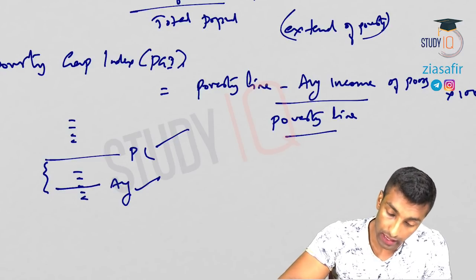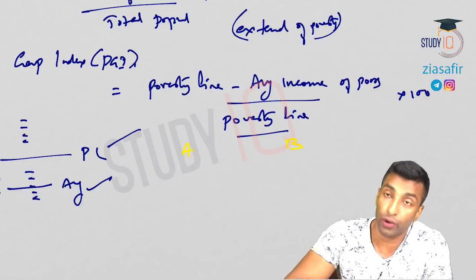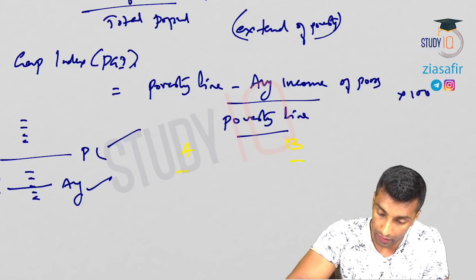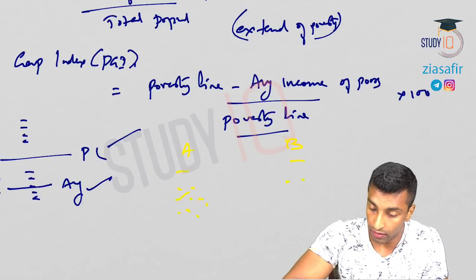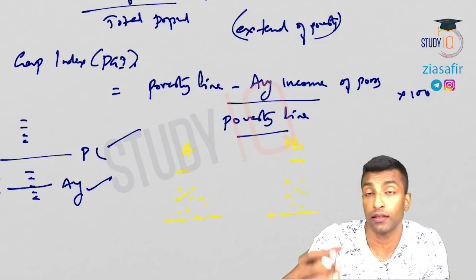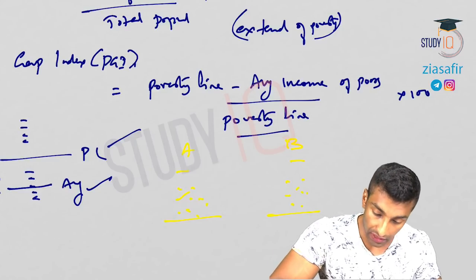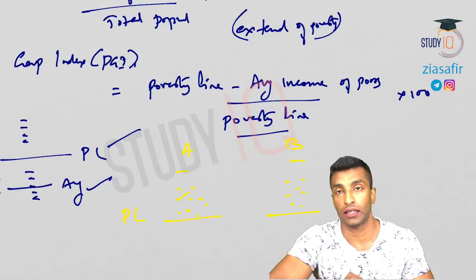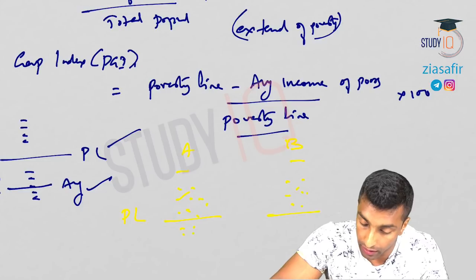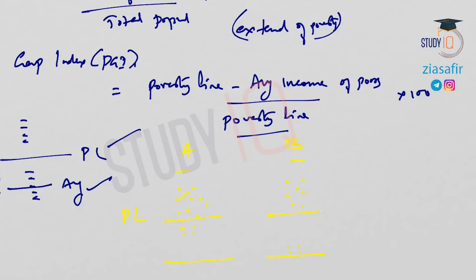Now what is the reason why this is required? See, let's take the case of two countries, country A and country B. In country A, let's say some people are there. Country B also some people are there. Same population is there. This is the poverty line. Poverty line in both countries is the same. Now in country A, poor people are standing here, and in country B, poor people are here.